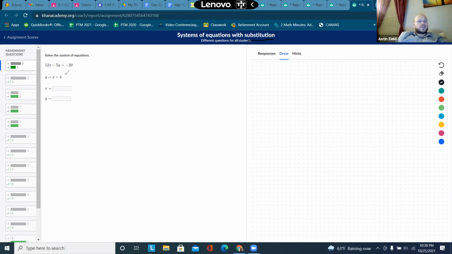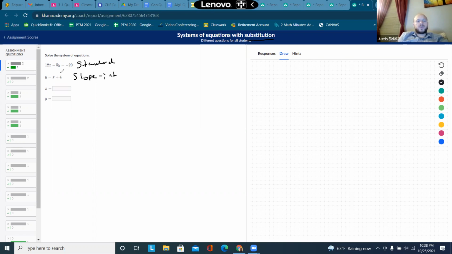So when we have substitution, we're going to have one equation in standard form and one equation in slope-intercept. Did you notice that? This was in standard and that was in slope-intercept. That is always how it works with substitution. Sometimes they're both in slope-intercept, but for now, let's just say at least one.